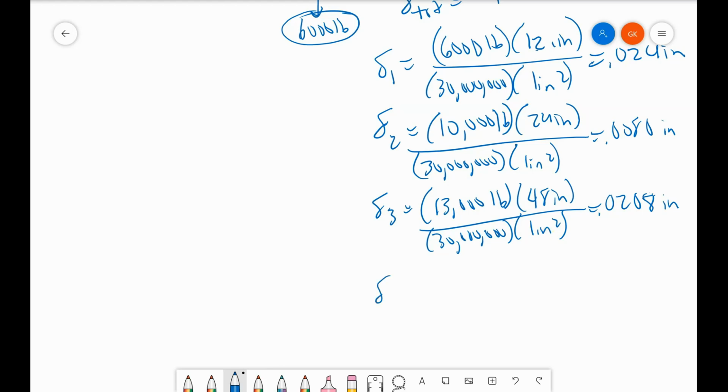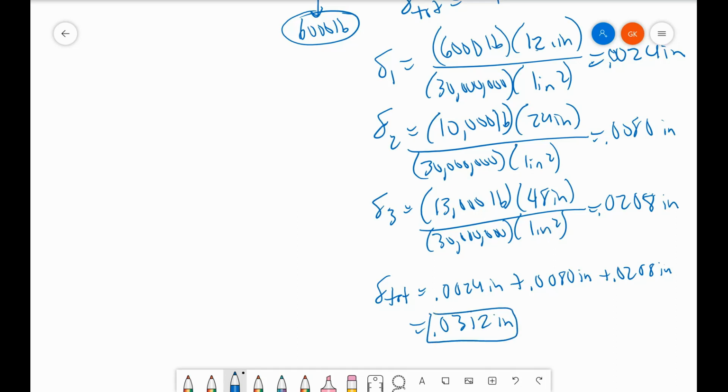And then our total elongation is equal to 0.0024 inches. There's supposed to be a second 0 up here. Plus 0.0080 inches, plus 0.0208 inches. And it comes out to be 0.0312 inches total. That is our total elongation due to the three forces.